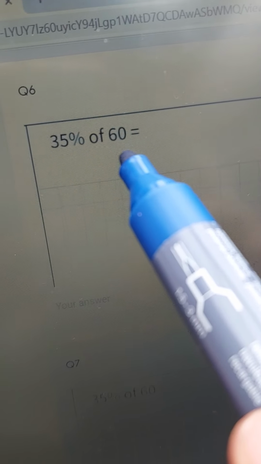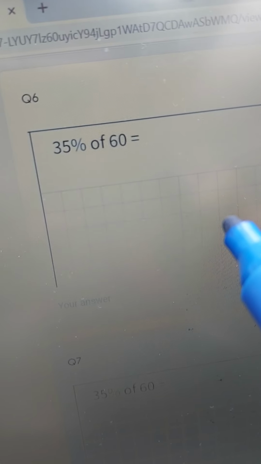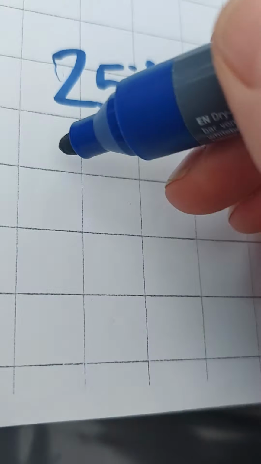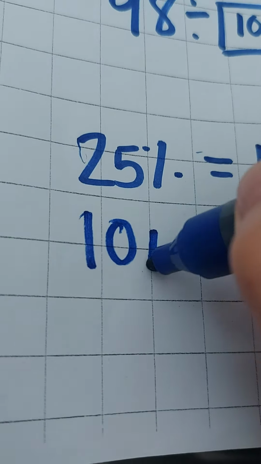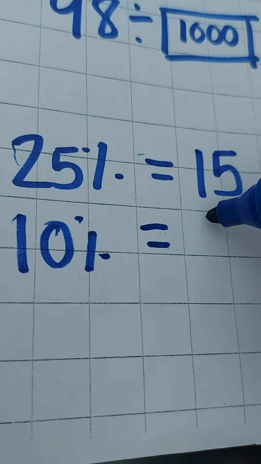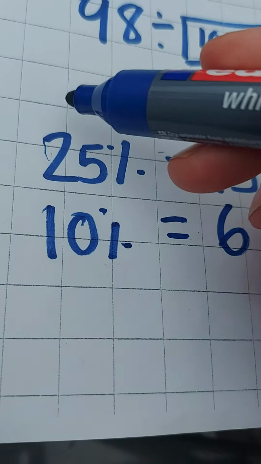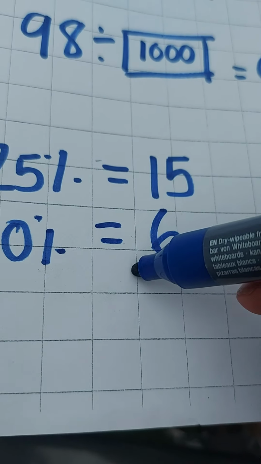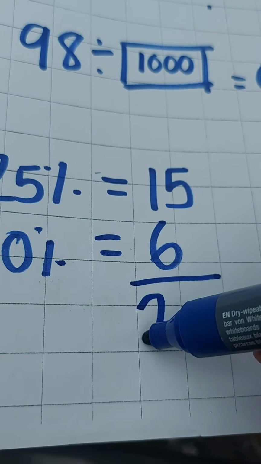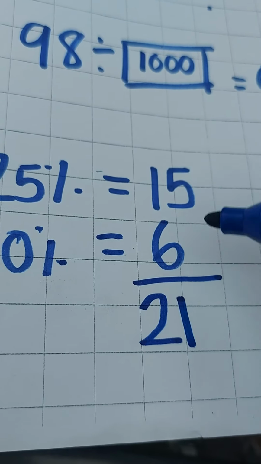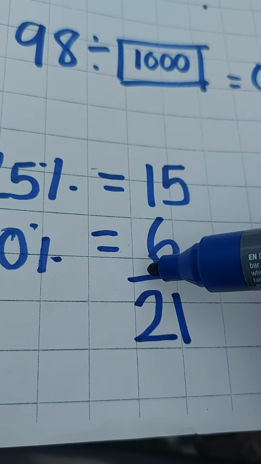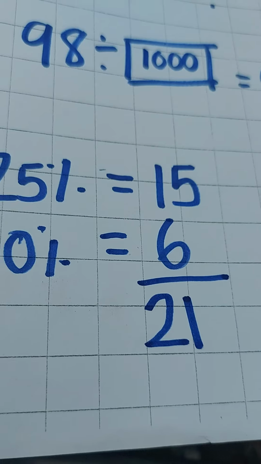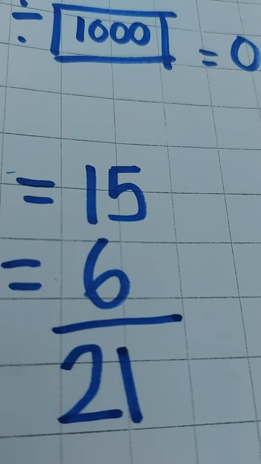Now all I need to do is find the extra 10%, and I know I can do that by dividing by 10. So 60 divided by 10 is 6. So I'm going to add the 10% on. I know that 10% of 60 is 6. So 25 add 10 is 35. So the 15 add the 6 would equal 21. 5 add 6 is 11. And 1 add the 1 is 2. So 21 is 35% of 60.